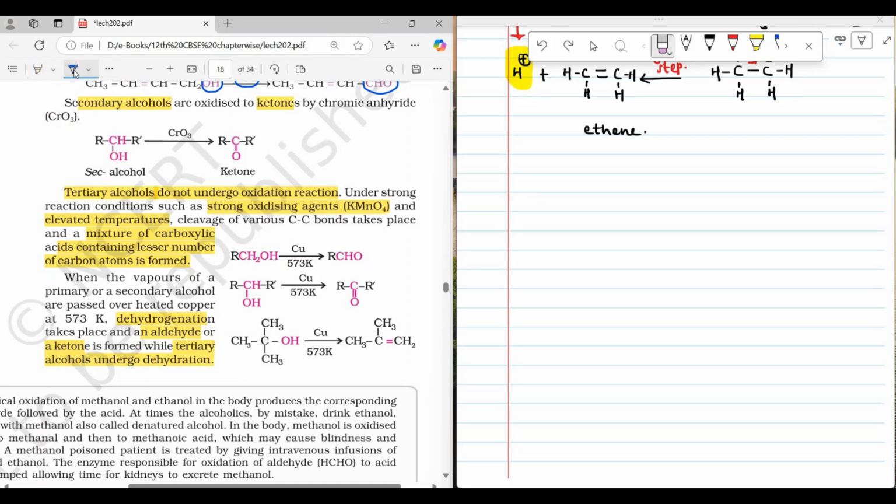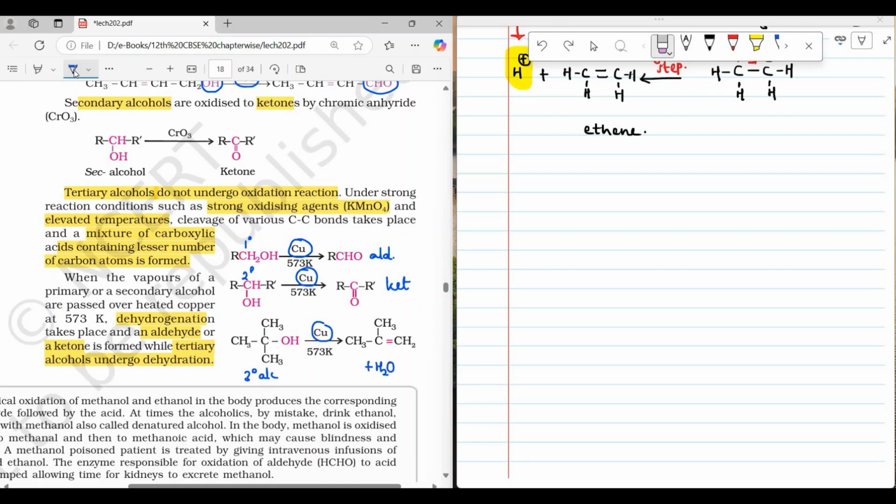Now let's examine the reactions given here. This is a primary alcohol. On passing the vapors of primary alcohol over heated copper, it gives an aldehyde. This is the secondary alcohol, and when the vapors of secondary alcohol are passed over heated copper, it gives a ketone. And this is the tertiary alcohol. When the vapors of tertiary alcohol pass over heated copper, it undergoes dehydration. Dehydration means the removal of a water molecule.